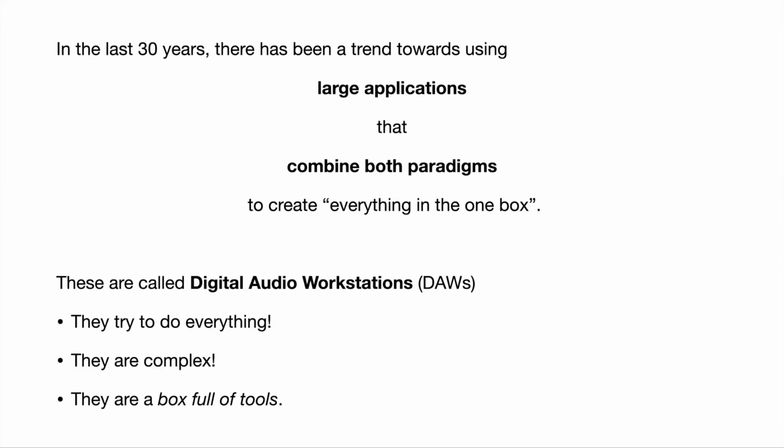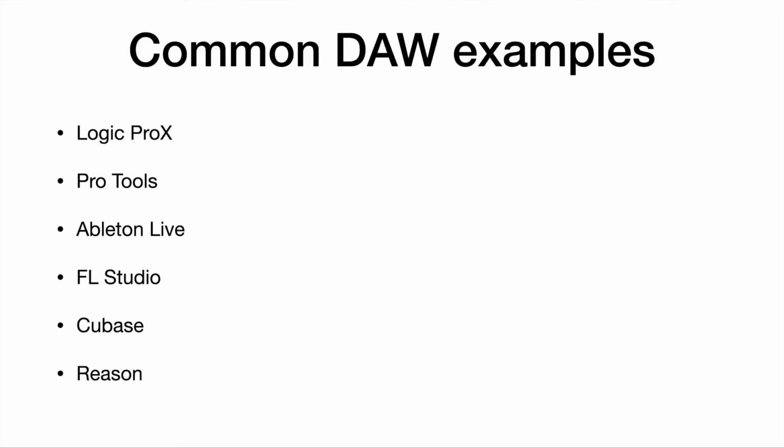Over the last 30 years, there's been a trend towards using big applications that combine both paradigms. So we've got audio streams and software instruments. Everything is inside one big box. And these programs we call digital audio workstations. They try to do everything. They're very complicated, and you can think of them as a box full of tools. Some common DAW examples are Logic Pro X, Pro Tools, Ableton Live, FL Studio, Cubase, Reason, and a bunch of others.